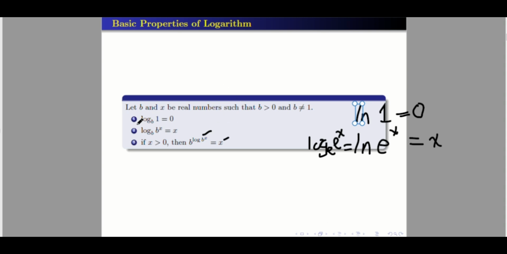Okay, so our focus for this discussion is on number 2, because number 1, log of 1 for any base b, is always 0. And for number 3, we rarely have this expression. So most of the time, we have number 2.